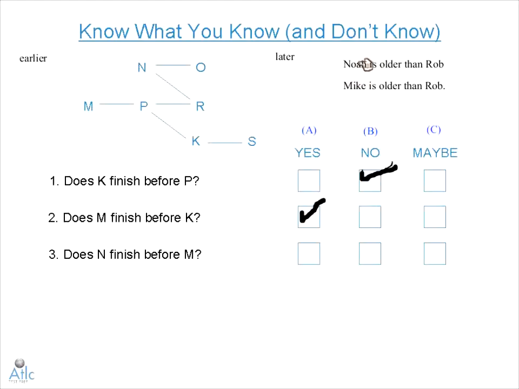Go ahead and type in. What do we know about Noah and Mike in relation to each other? Who's older? We know nothing, Greer says. Yeah, we know nothing, right? This is the same kind of relationship.